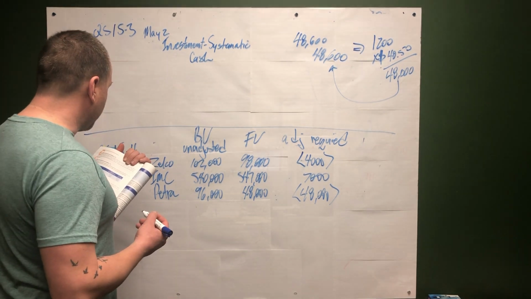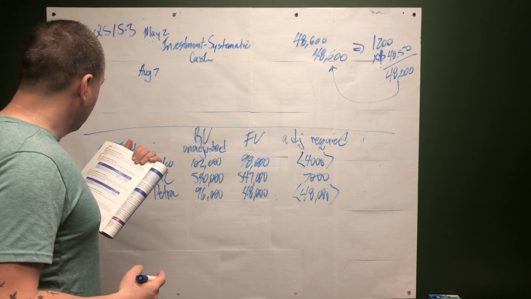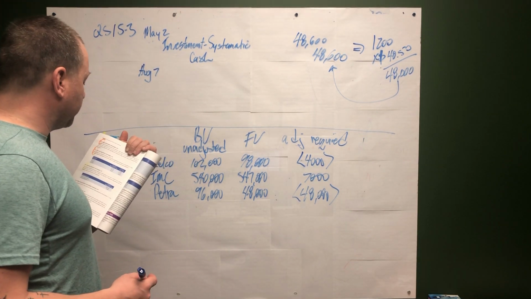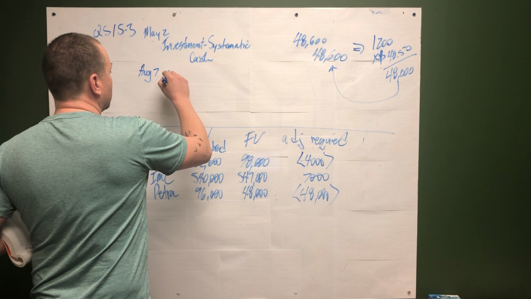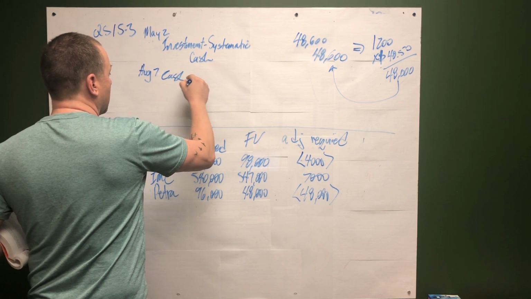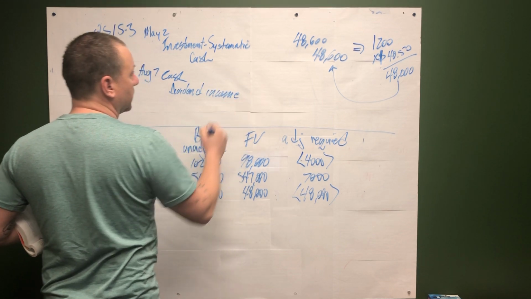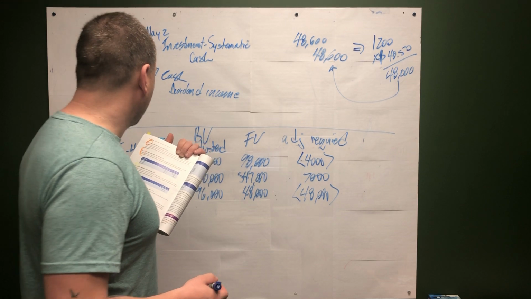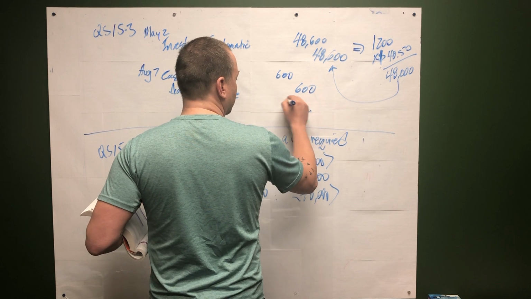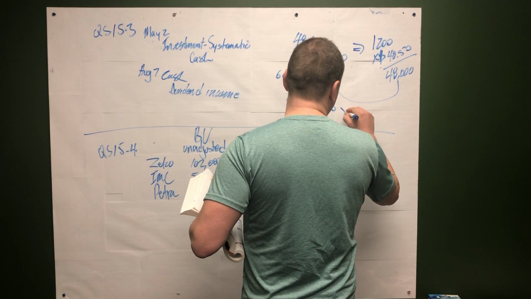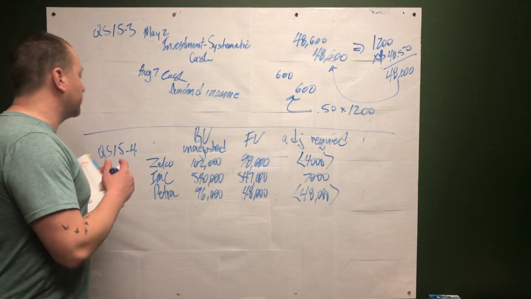Now, on August 7th, what happens? They receive a dividend of 50 cents a share. So we're going to have dividend income, and cash. How much will that be? 50 cents times 1,200, so that'll be $600. How do we get that? The 50-cent dividend times 1,200 shares owned. So those are the two journal entries for 15.3.